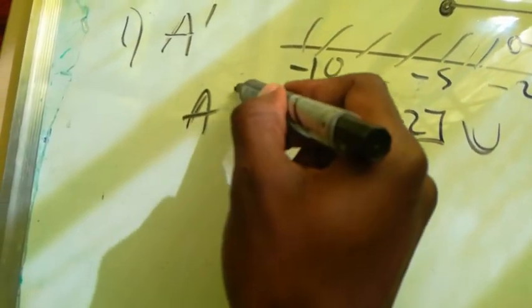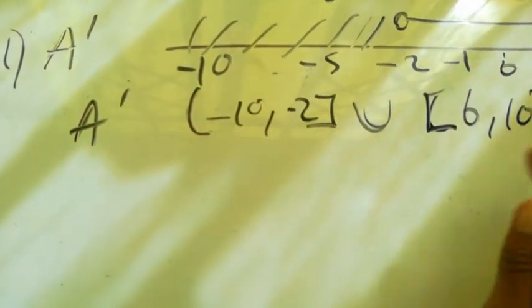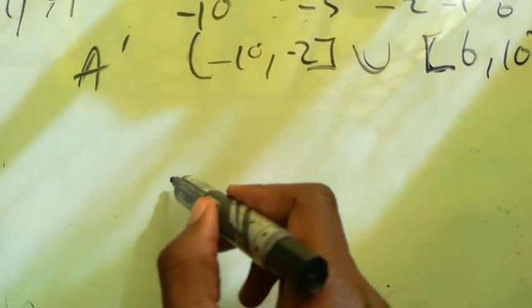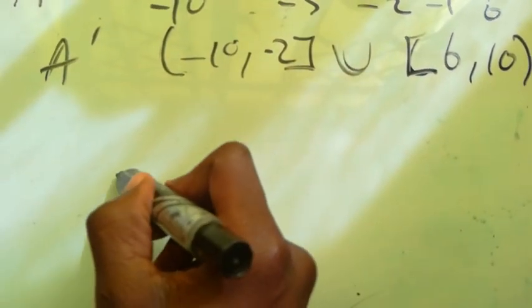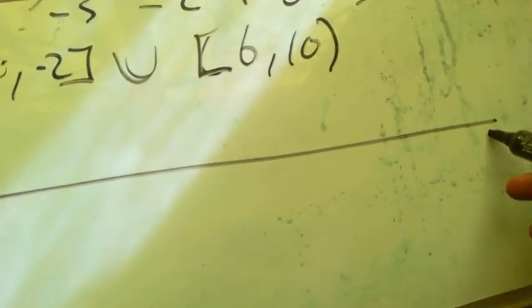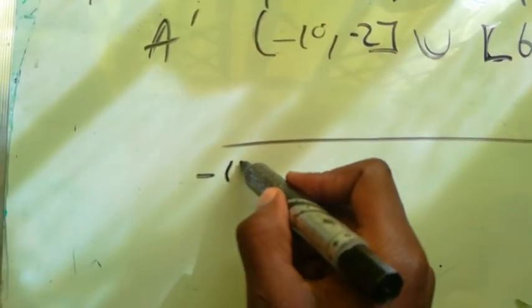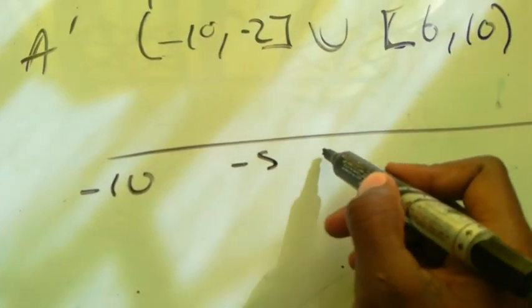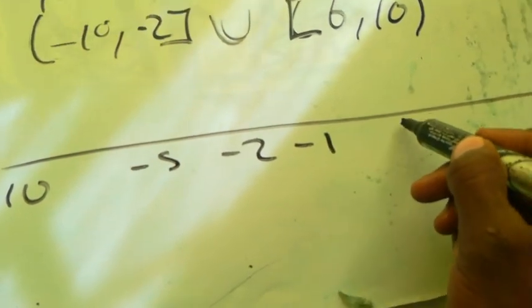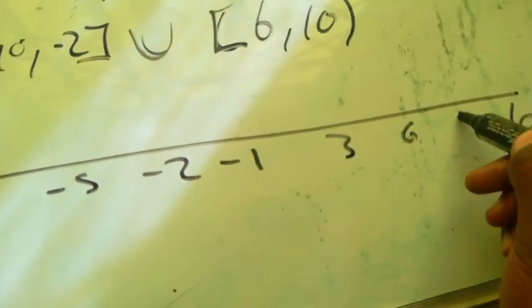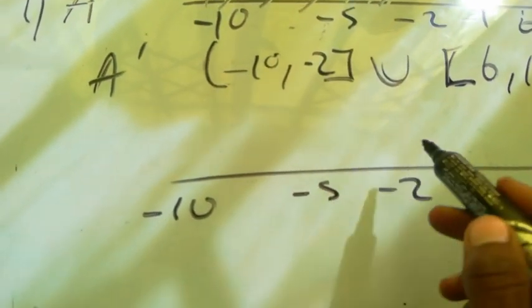So this is your A complement. But how can you show this now on a number line? So you bring in here the universal set. So we've got 10 and -10 here. We have -5, -2, -1. We have 3, 6, and 8. So we just plot the union of this.